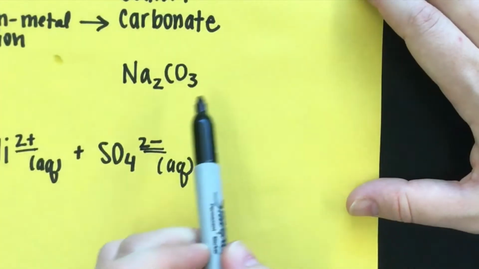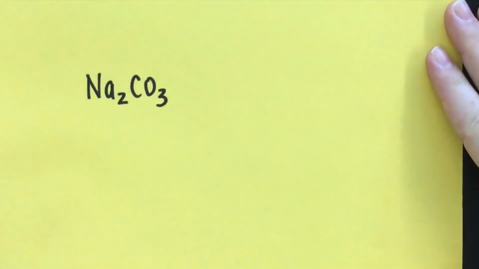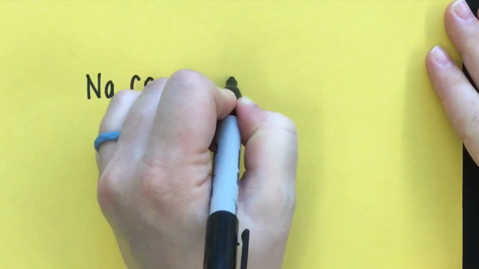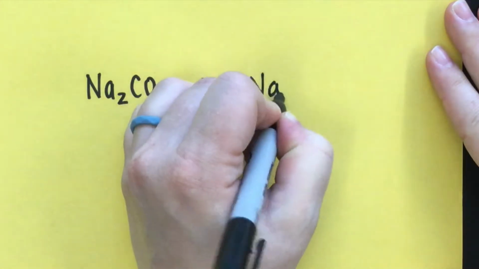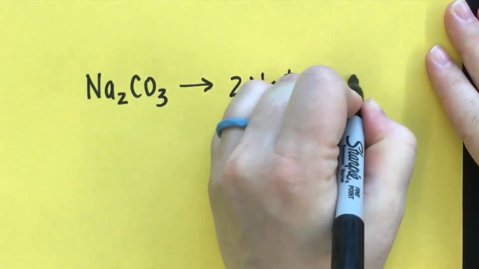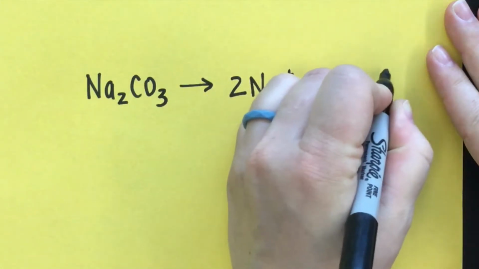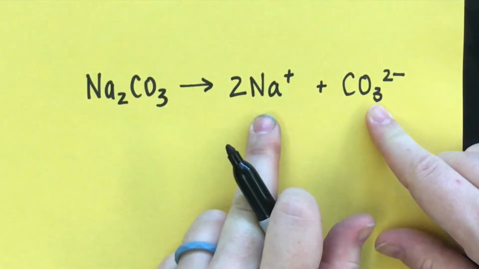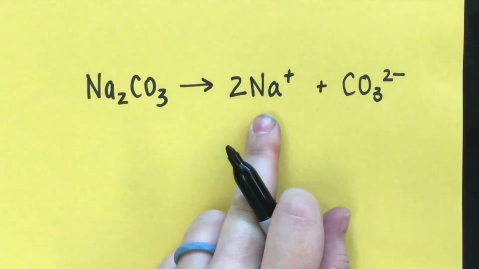The same thing happens with sodium carbonate. Sodium carbonate, when put into water, will separate into 2 sodium ions, because I had 2 here, and 1 carbonate ion. These will be separate from each other in solution. That's what it means to be soluble.